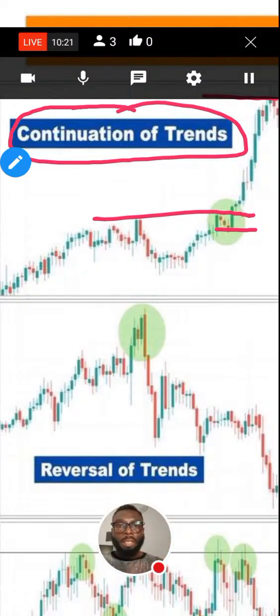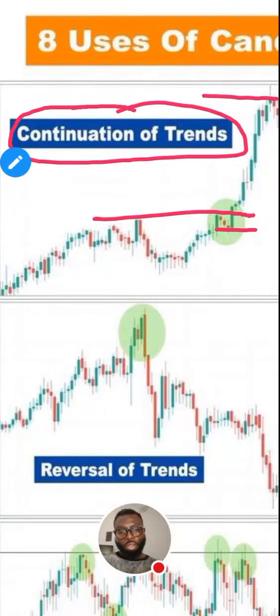So for trading the continuation, you wait for a confirmation of the structure formation. The continuation of the structure formation, that is what you need to take a continuation trend.